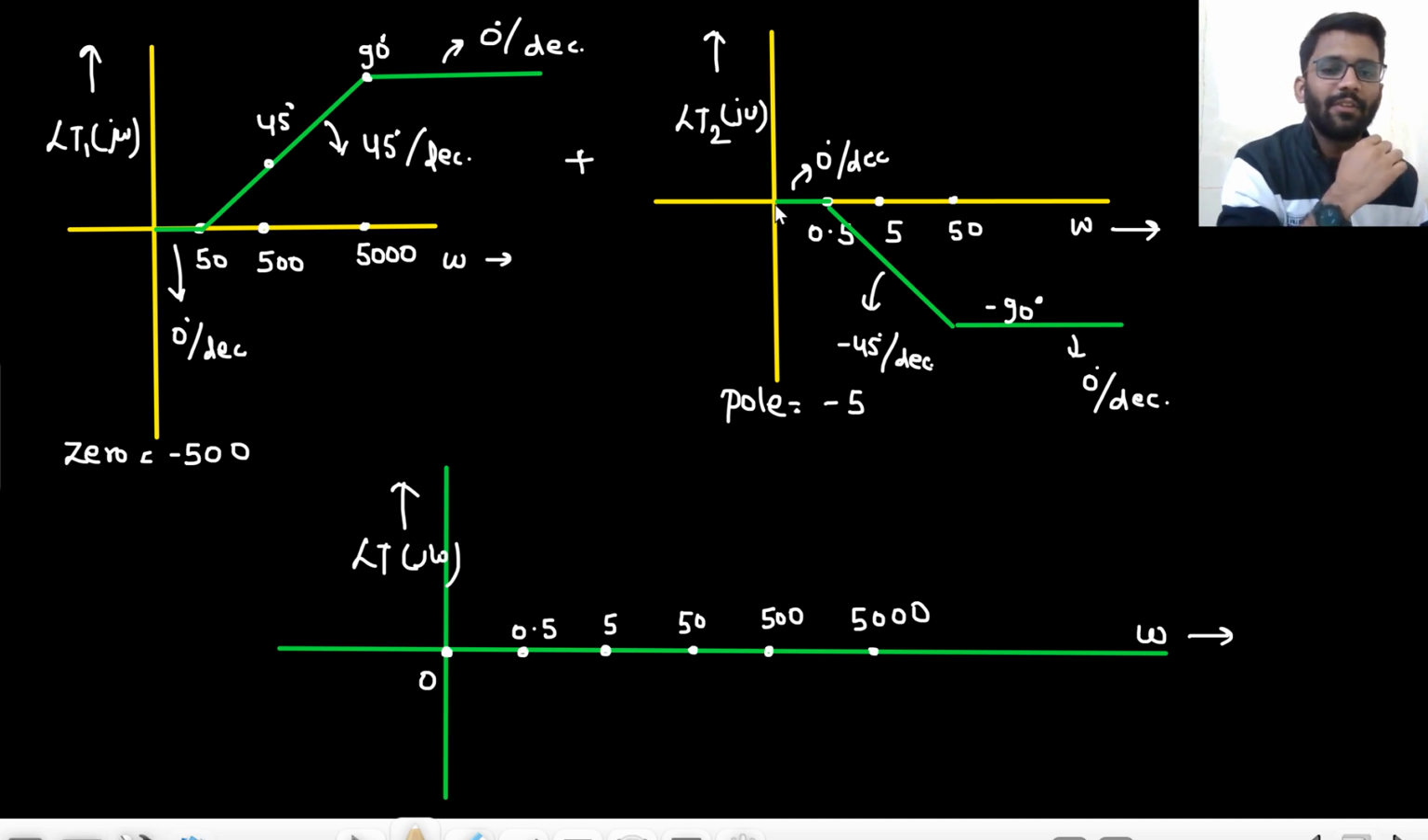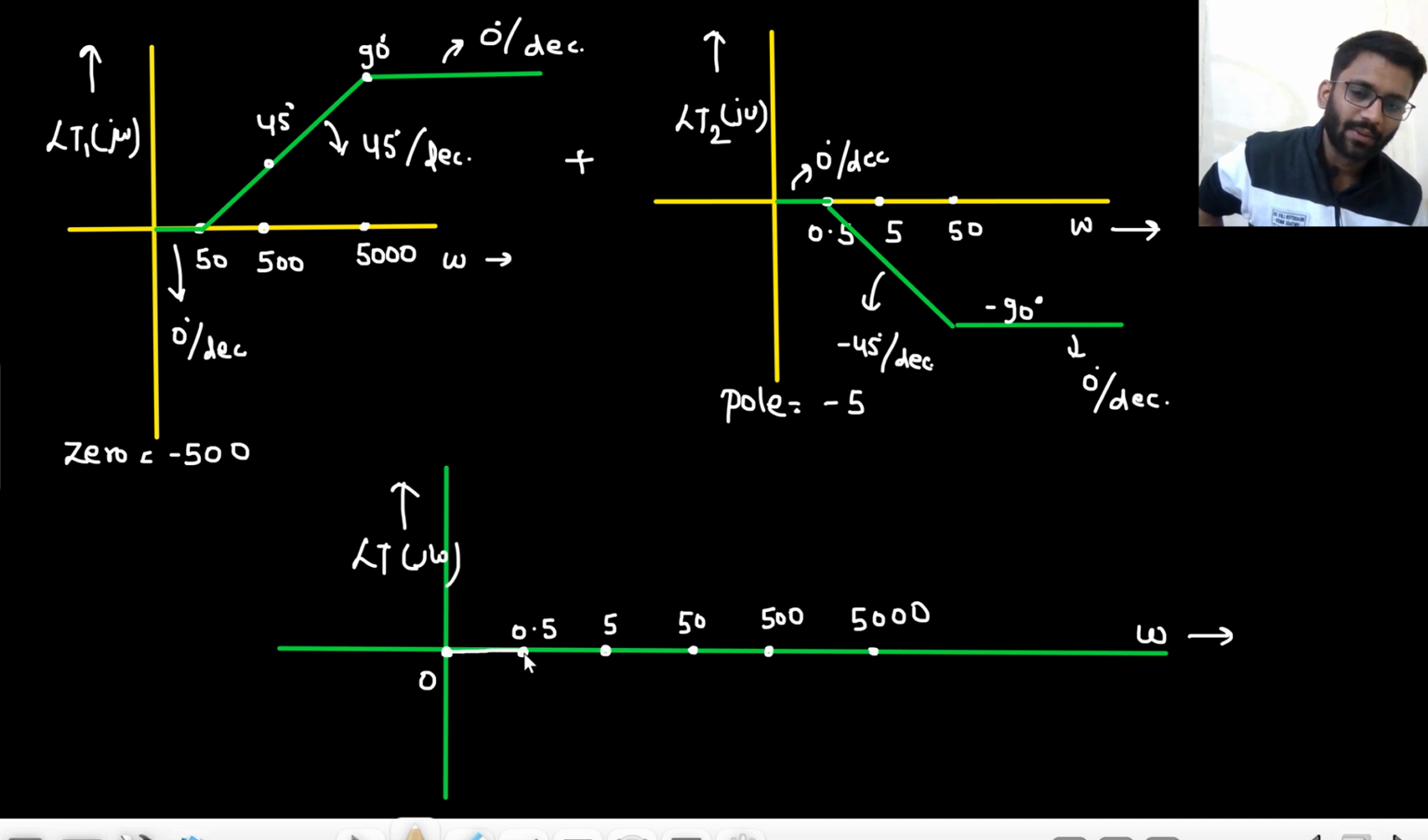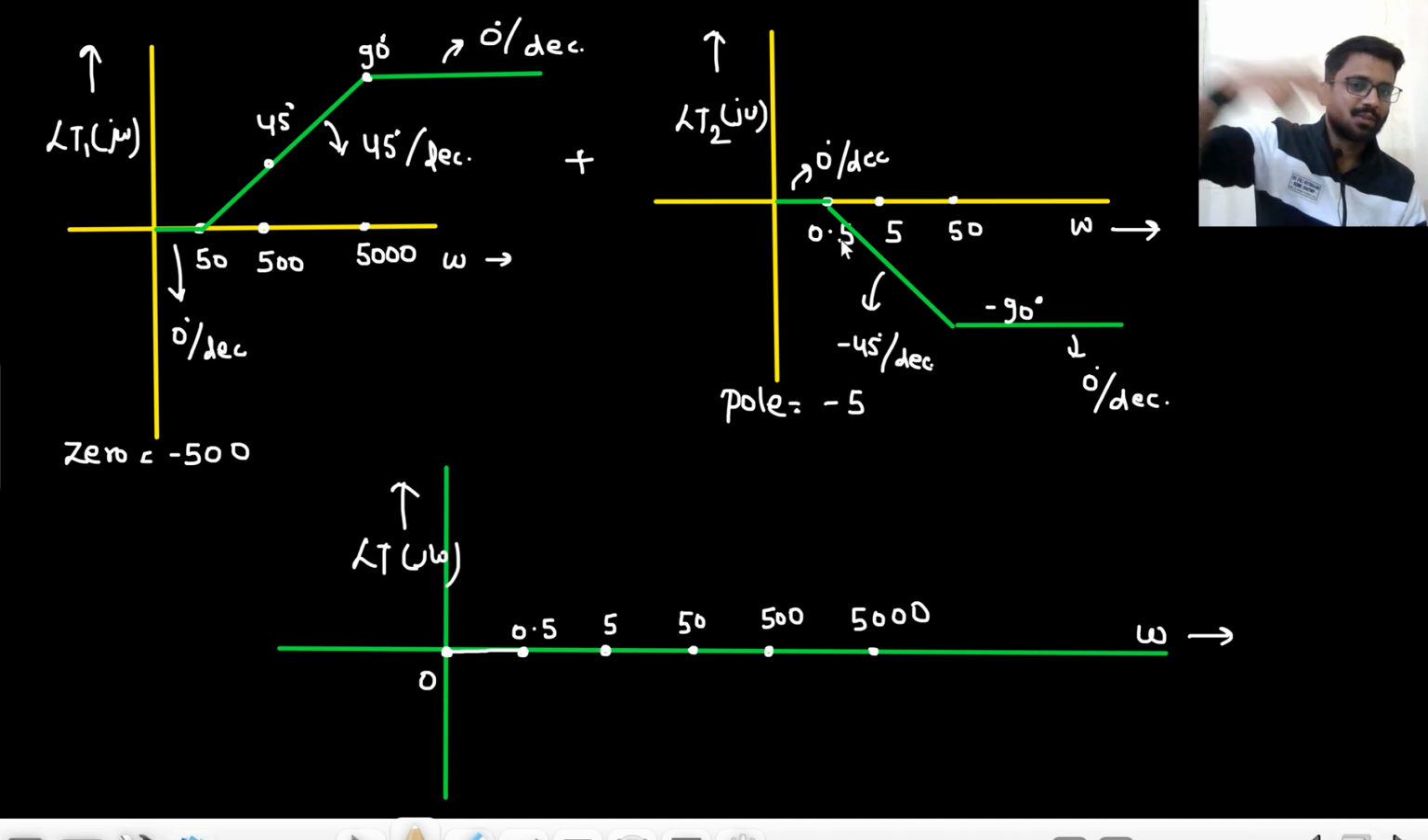In this graph, going from 0 to 0.5, you have 0 degree angle. In the other graph, going from 0 to 0.5, you also have 0 degree angle. So 0 degree here, well and good. From 0.5 to 5, you have minus 45 degree per decade slope here, and 0 degree per decade here. So it will go like this only.